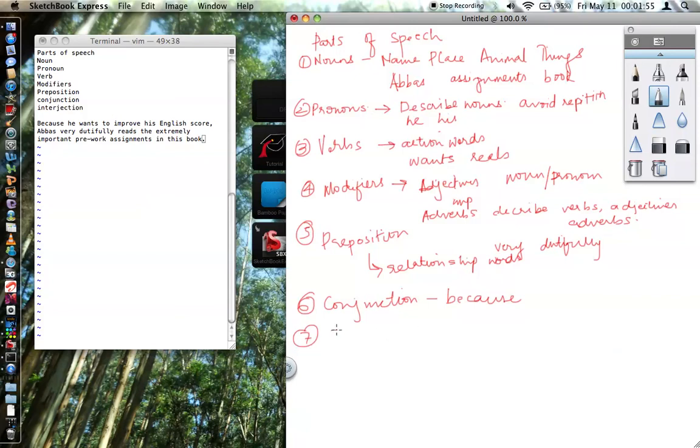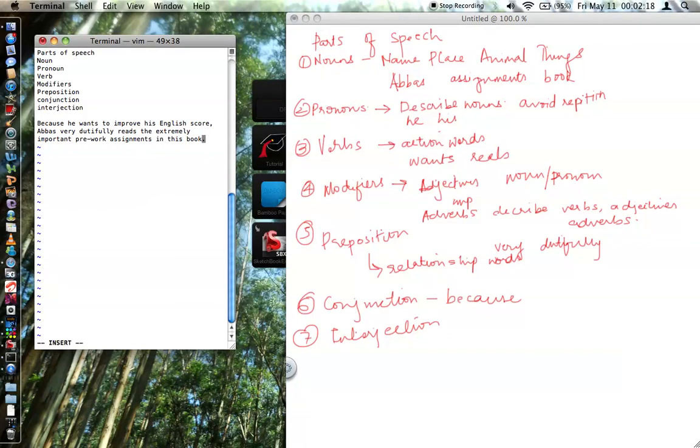Seventh one is interjection. So an interjection is a word or term that denotes a strong or sudden feeling. And these are usually followed by an exclamation mark. So in this example, we don't have an interjection, but we can put an interjection. So Abbas very dutifully reads the extremely important pre-work assignments in this book. Wow. So wow would become an interjection.